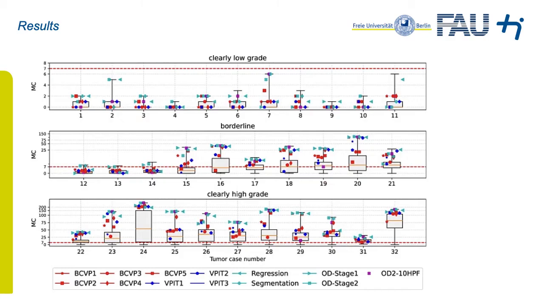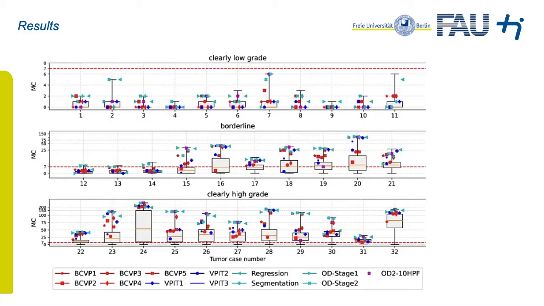Alright, now let's come to the results. We split up our 32 cases into those that were clearly low grade, as defined by having a mitotic count that cannot exceed the value of 7, as defined in the grading scheme. Then we have the borderline cases here in the center that could be above threshold or below, depending on the area that was selected either by the model or by the expert. And finally, we have the clearly high-grade cases where the 25th percentile of the mitotic count distribution was already above the threshold.